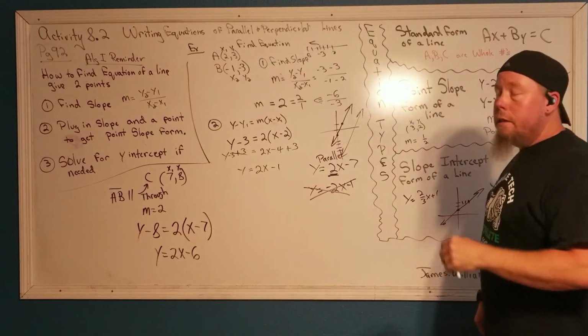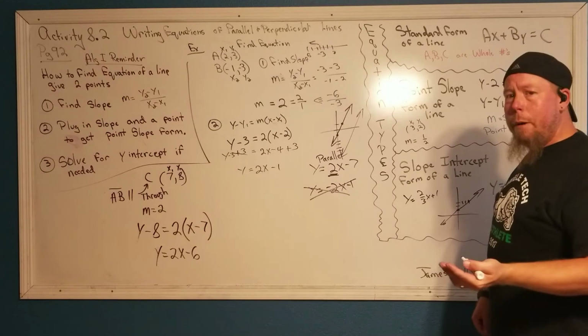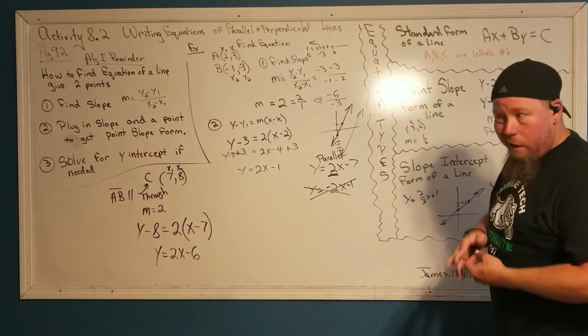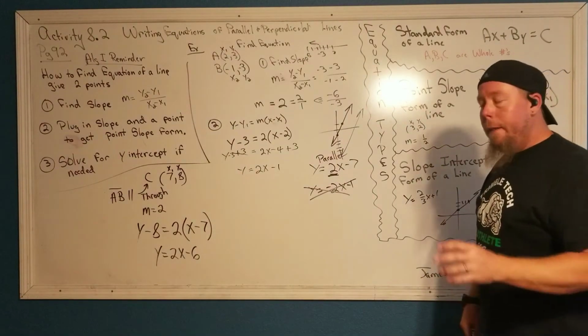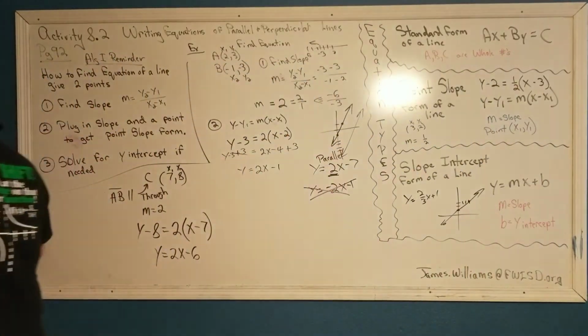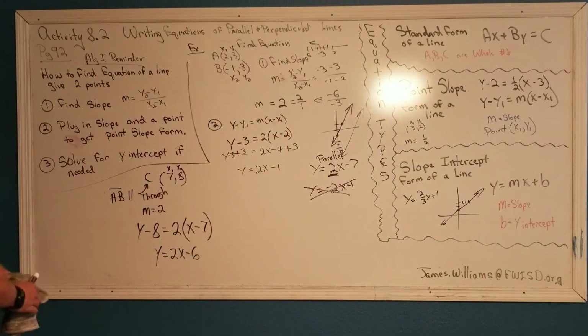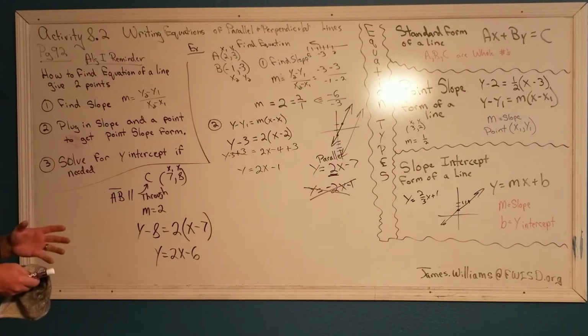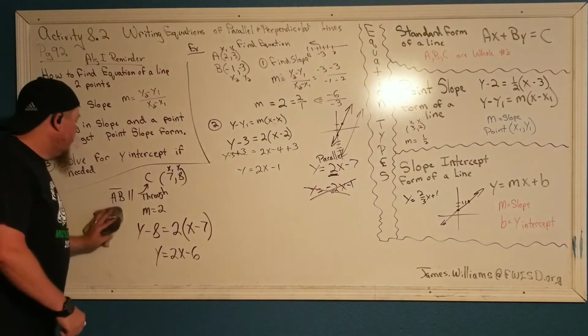Okay? So that's parallel. What about perpendicular? Well, certainly perpendicular is a lot harder. Not really. Okay? If you can remember that your slope is a fraction, if you can remember that 2 is really 2 over 1, then you can do perpendicular almost as easy. Alright? Forgive me, I'm going to go ahead and erase the parallel part.